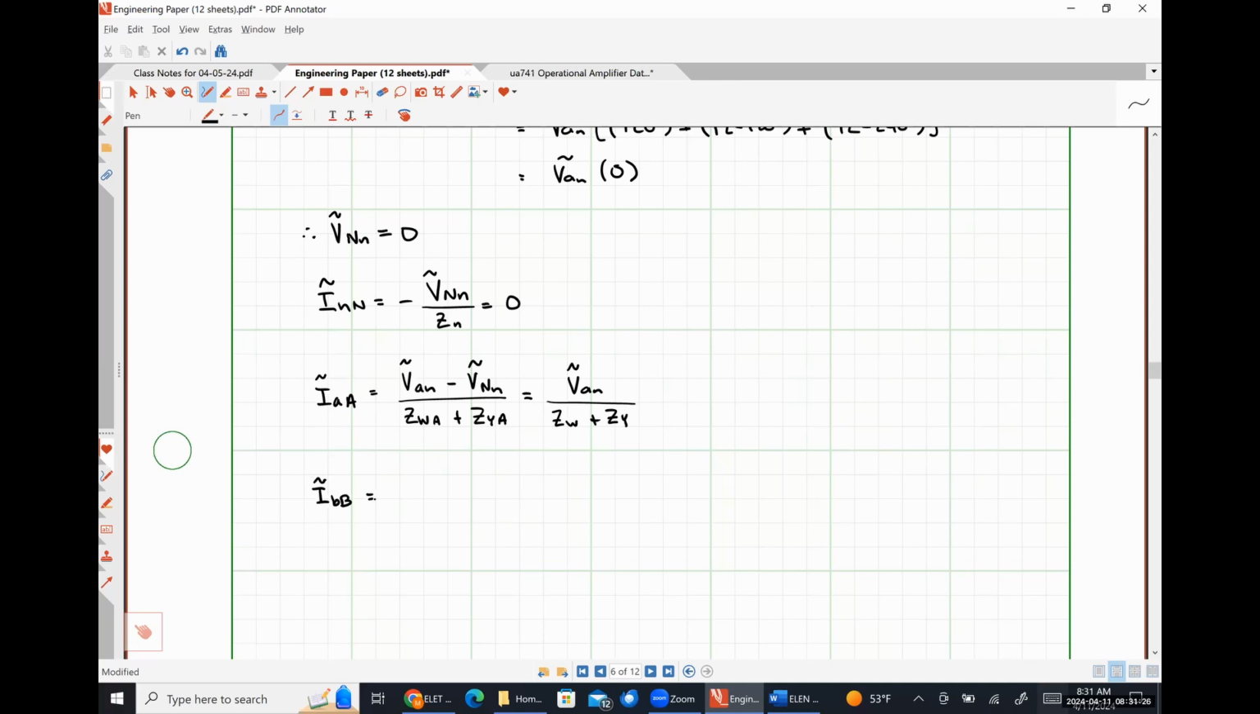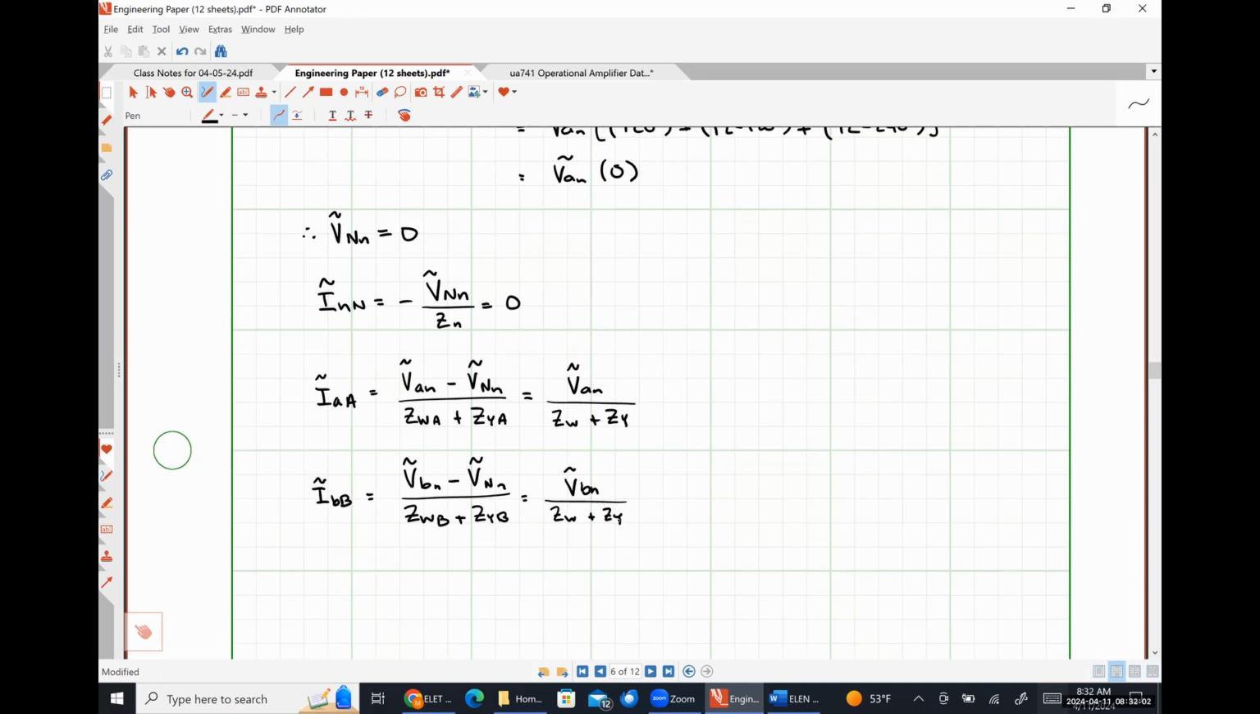Our B phase line current formally is VBN minus VNN over ZWB plus ZYB. Well, this is just VBN over ZW plus ZY, but we can take this a little bit further, okay?